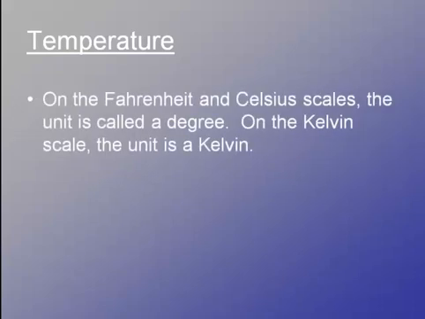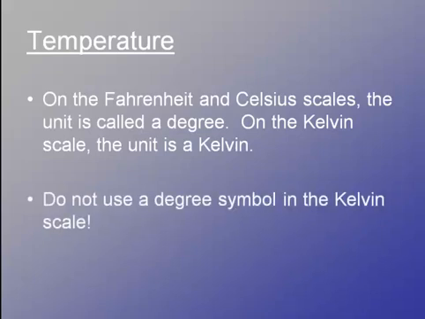Here's a nitpicky but necessary detail you need to remember. On the Fahrenheit and Celsius scales, the unit is called a degree. So we talk about 97 degrees Fahrenheit, 34 degrees Fahrenheit. On the Kelvin scale, there is no degree. The unit is a Kelvin. So don't use the degree symbol in the Kelvin scale and don't say degrees Kelvin. 298 K would be read as 298 Kelvin, not 298 degrees Kelvin.